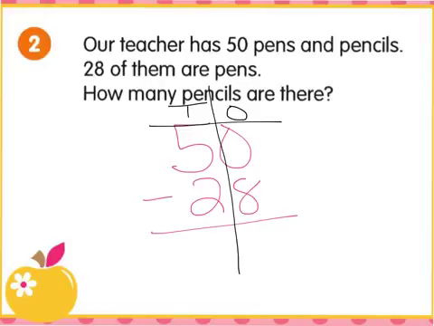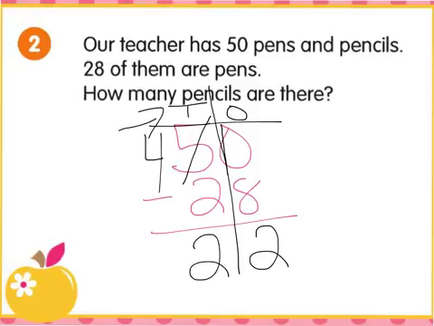I'm going to regroup. So instead of having 5 tens, I'm now going to have 4 tens. I'm going to take the other 10 over to the ones spot. So I end up with 10 ones. 10 ones minus 8 ones gives me 2 ones. Back to the tens place value. 4 tens minus 2 tens is 2 tens. That leaves me with 22.